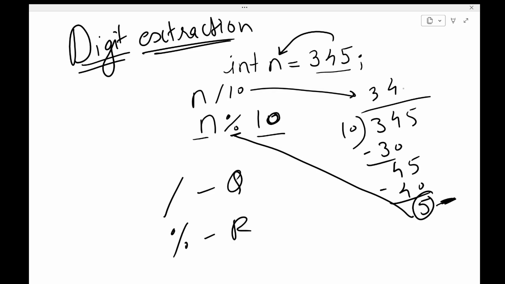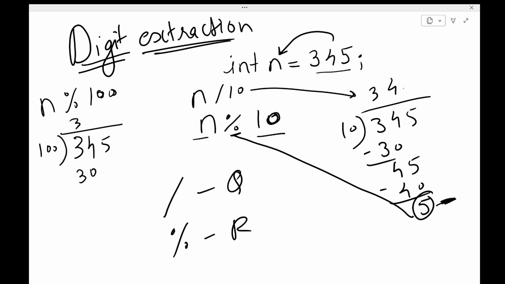Now suppose the same number n, I take modulus with, say, 100. The same division will happen, 3 4 5, and here I say 100, 100 3s are 300, and what I get down is 45. So what is happening here is if I divide by 100, I get the last two digits, and if I divide by 10, I get only the last single digit extracted. So this logic is there. If I divide by 1000, maybe it will give me the last three digits.